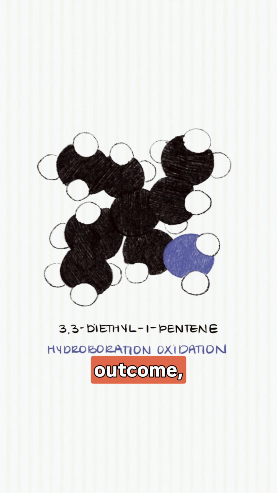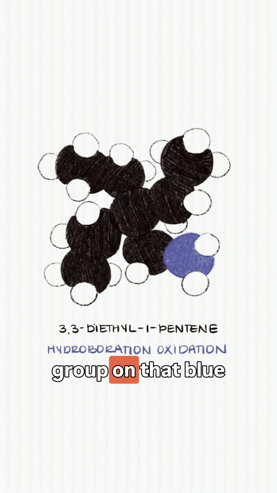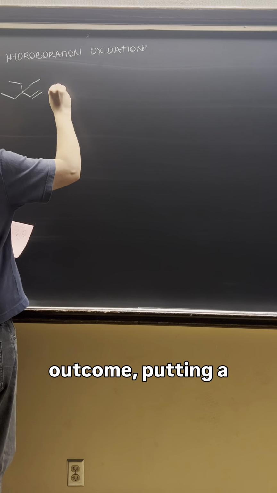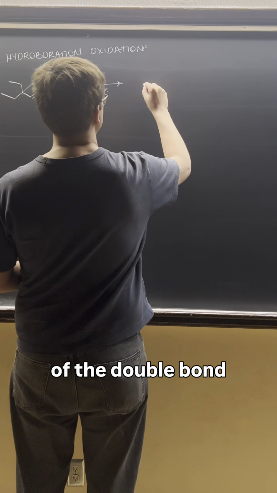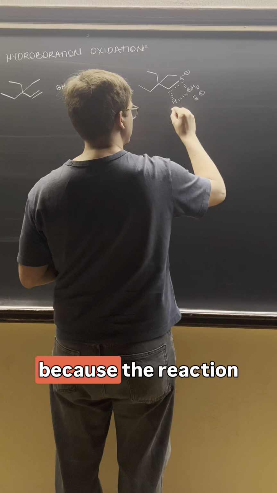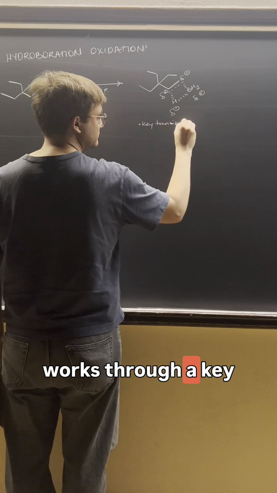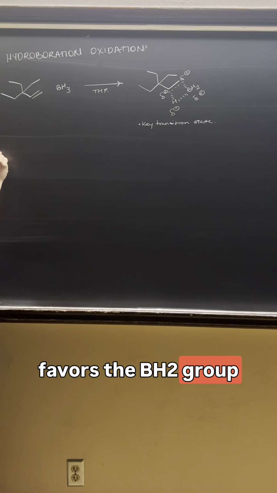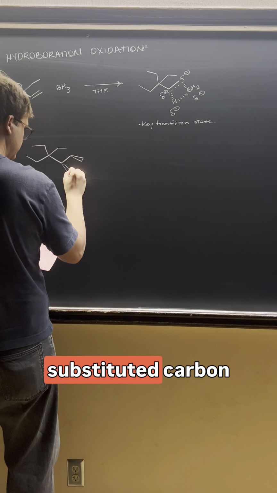And for our last outcome, how do we put a hydroxyl group on that blue carbon? In this case, we'll favor an anti-Markovnikov outcome, putting a hydroxyl group on the least substituted carbon of the double bond. Hydroboration oxidation works lovely for this because the reaction works through a key transition state that favors the BH2 group to be on the least substituted carbon.